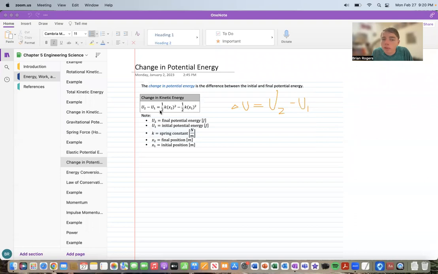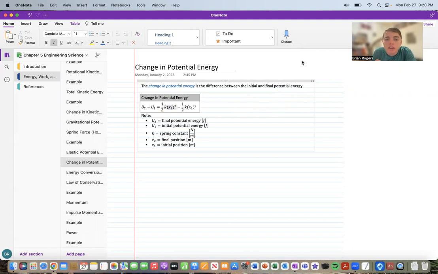And so remember, substituting in for our potential energy here, what we're going to notice is that we're going to have specifically 1/2 our spring constant times the displacement squared minus 1/2 our spring constant times the displacement squared. And this would be the final displacement minus the initial displacement. And so just notice that it's just the change in the potential energy. So you subtract, basically you have your final value minus your initial value for your potential energy.